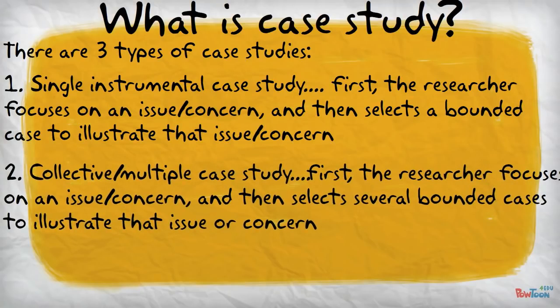Next is collective or multiple case study. This is similar to the single instrumental case study because the researcher first focuses on an issue or concern. The difference between the two, single instrumental or collective multiple, is that in collective multiple, the researcher then selects several bounded cases to illustrate that issue or concern. Single instrumental case study is just one case. Collective multiple is several cases. So multiple bounded cases are chosen in order to show various perspectives about that issue or concern.